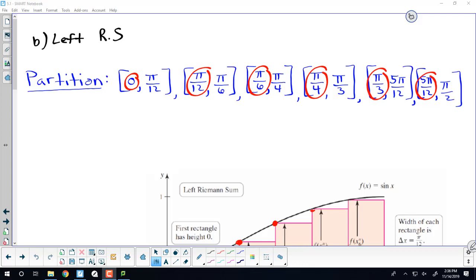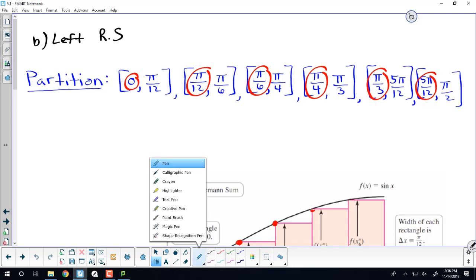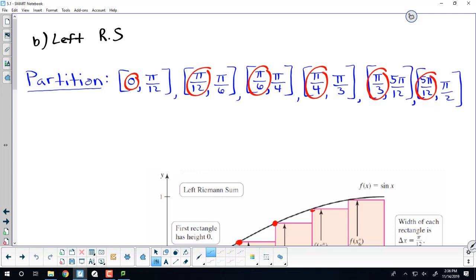Okay, so the left Riemann sum, most of the work is already done. We had our partitions, and we now have the left endpoints for each subinterval to determine the approximate area using the left Riemann sum. So the area using the left Riemann sum is approximately, and this time we'll put our delta x out here, and then multiply that by the sine of all of these red values.